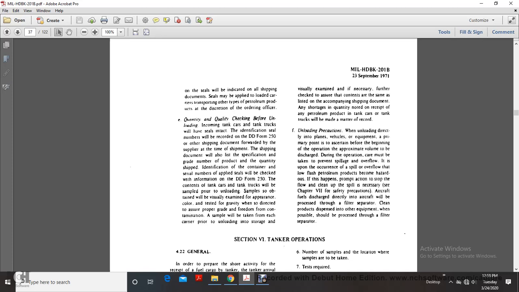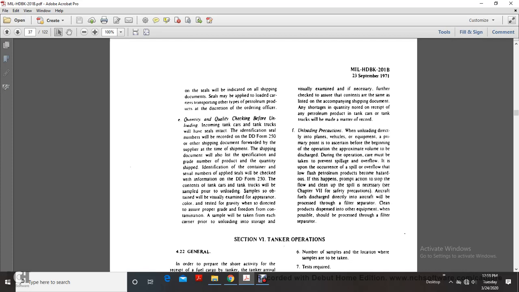Unloading precautions. When unloading, directions into the vehicle equipment, the primary point of exertion before the beginning of the operation is the approximate volume to be discharged during the operation. Care must be taken to prevent spillage or overflow. Low flash point petroleum products can become hazardous if a spill or overflow occurs, so prompt action is needed: stop the flow and clean up as necessary. See chapter 7 and the safety precautions.